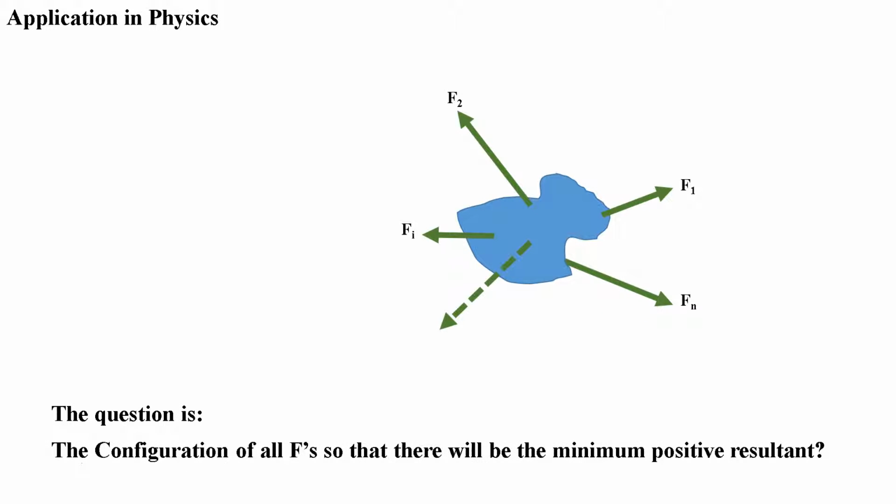Application in physics. This is a very simple case. Assume that you have an object and there is force 1 acting on this object, force 2, force 3, force 4, force 5, and so on until n forces. Now the question is, what is the configuration of all of these forces so that there will be a minimum positive resultant? Certainly, the method which I developed earlier can be deployed here, and you can do the calculation in the same way as if these forces are numbers, and then you'll reach the minimum.